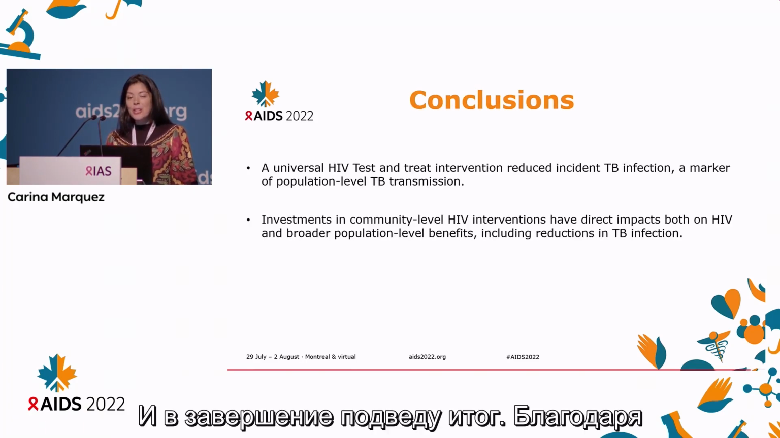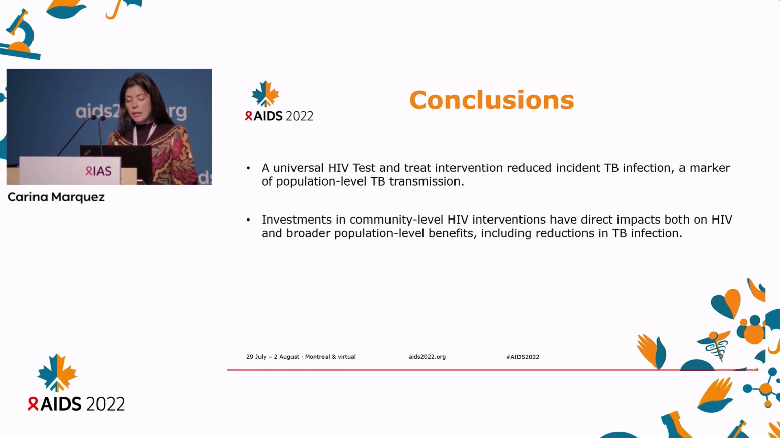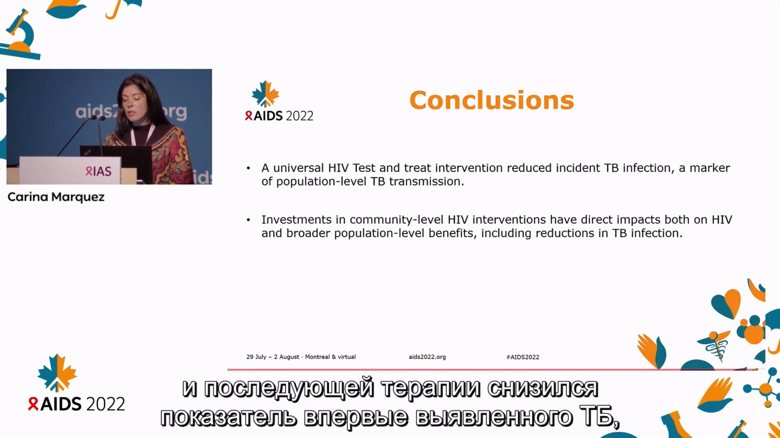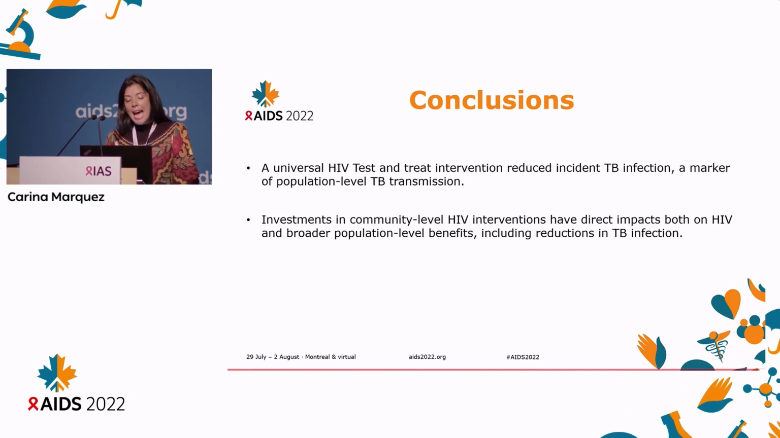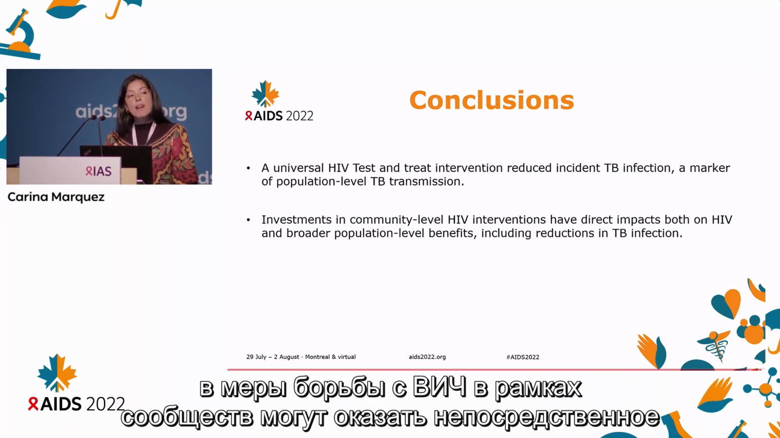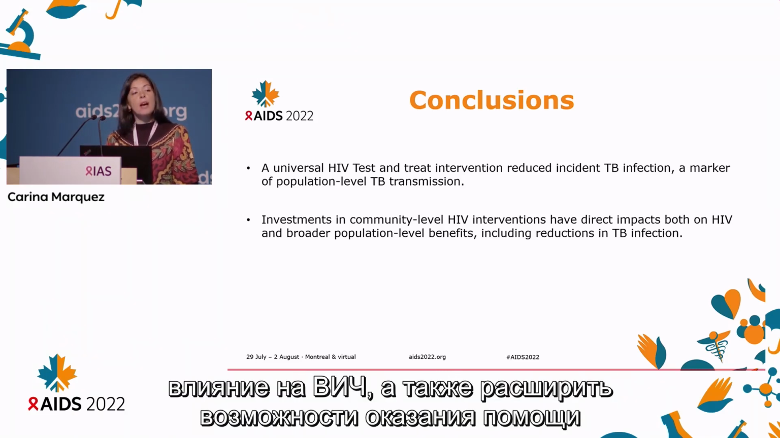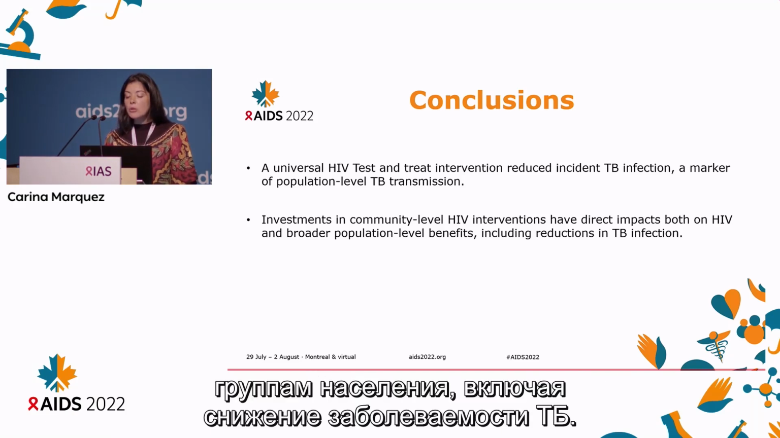So just to conclude, a universal HIV test and treat intervention reduced incident TB infection, which is a marker of population-level TB transmission. And I think the take-home point is that investments in community-level HIV interventions can have direct impacts both on HIV and broader population-level benefits, including reductions in TB infections.